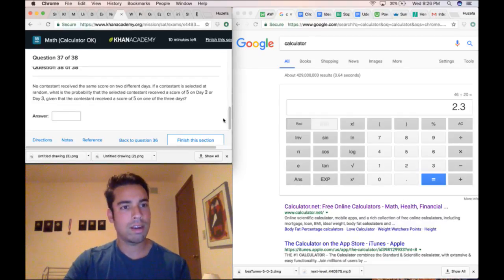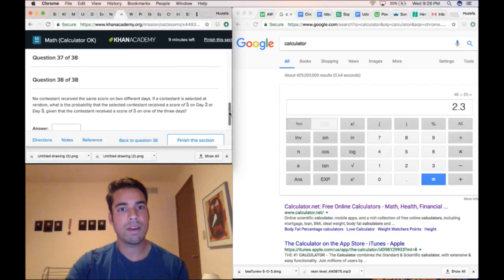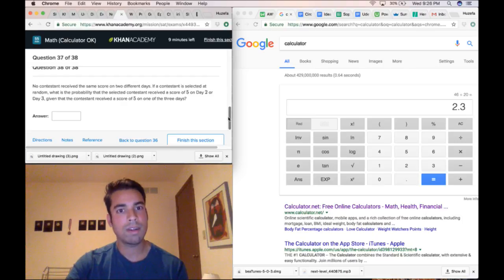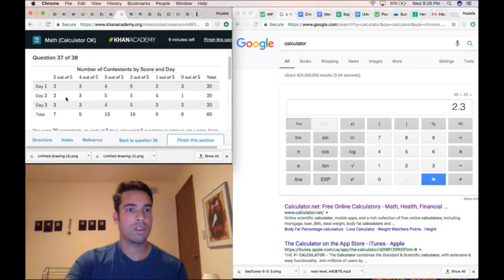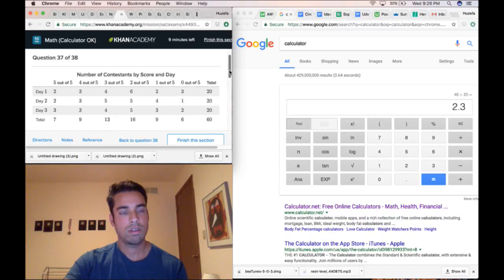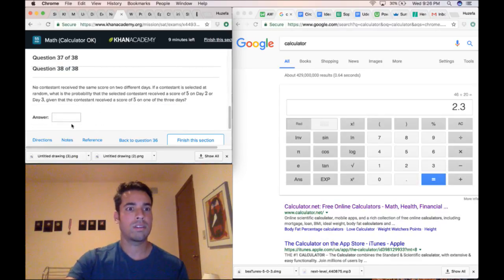Okay, if a contestant is selected at random, what is the probability that the selected contestant received a 5 on day 2, score of 5 on day 2, or day 3, given that the contestant received a score of 5 on one of the 3 days? So they must have received a 5, and they got a 5 on day 2 or day 3. And so day 2 or day 3, so 2 people here, 3 people here, so 2 or 3, and they definitely got a 5. So it's 5 out of 7. I think it's just 5 out of 7.